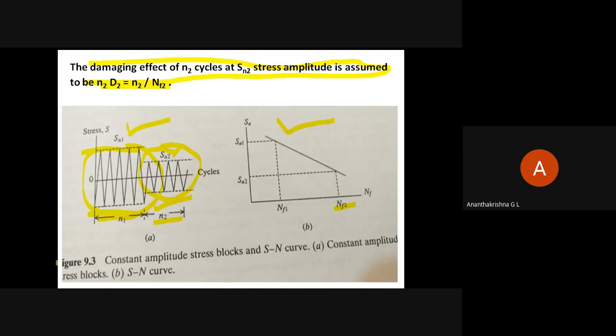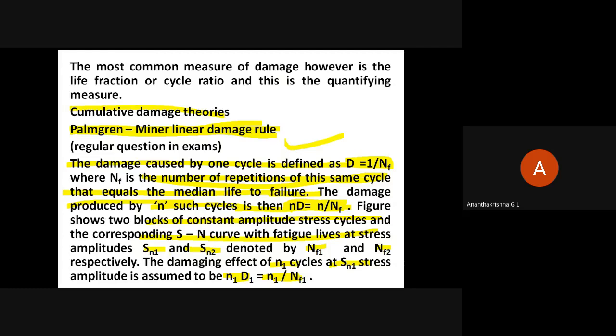That is essentially why the title is constant amplitude stress blocks. Okay, SN1 is one stress block, SN2 is another stress block, but SN1 will have a constant amplitude stress block, and SN2 will have another constant amplitude stress block. Is that okay? From there, whatever SN curve we obtain is the SN curve as shown in figure B.